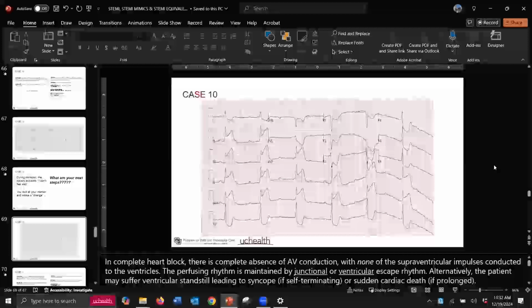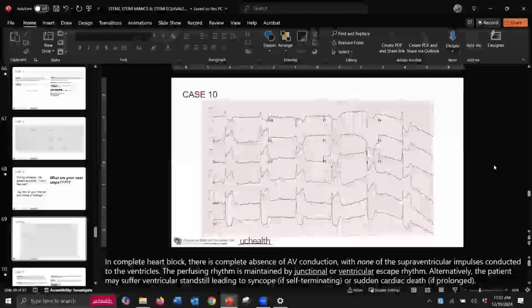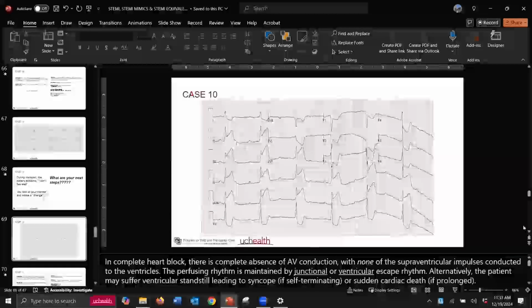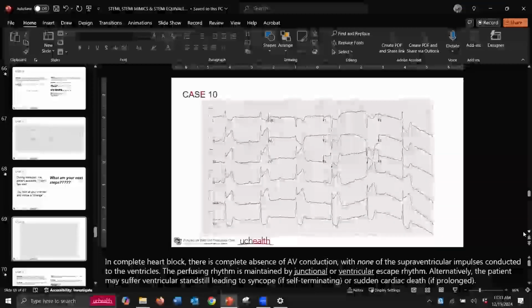Is this complete or second degree type 1 or type 2? Yeah, sure. Truly, it's probably complete because of the dissociation of the P waves. Okay. Questions, comments, agree, disagree? Time's up.